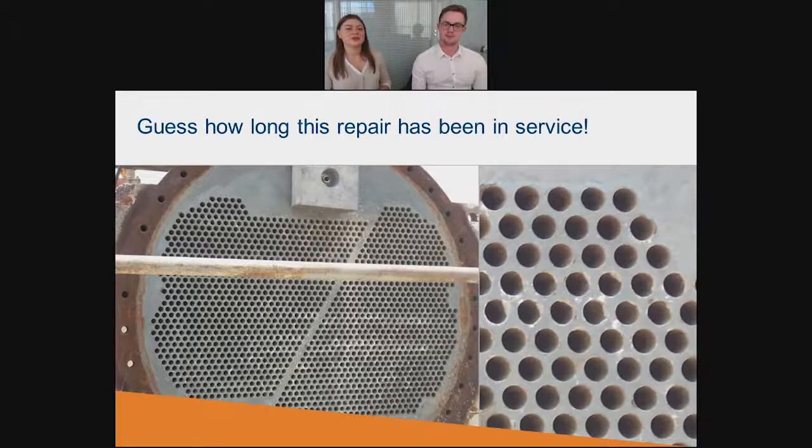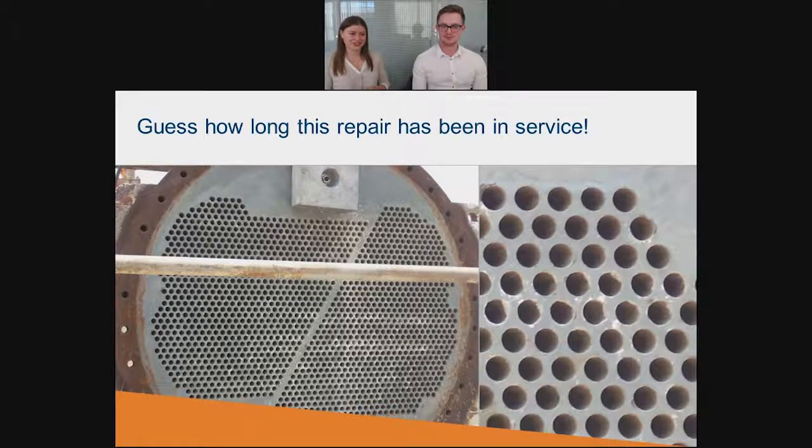It's been suffering from galvanic corrosion, and the customer was quoted $350,000 to replace this unit. And we're not even talking about the cost of downtime here. This is just the cost of the new tube sheet. So a Belzona repair was completed for approximately $25,000. So you can do the math.